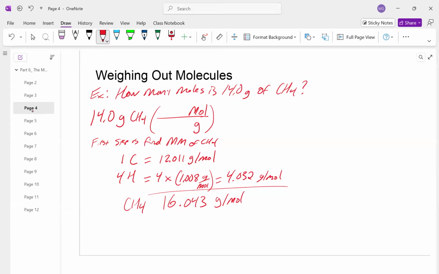Now I've got something to plug into my conversion factor. 1 mole weighs 16.043 grams. So grams of methane cancel out. I'm left with 0.873 moles of CH4.